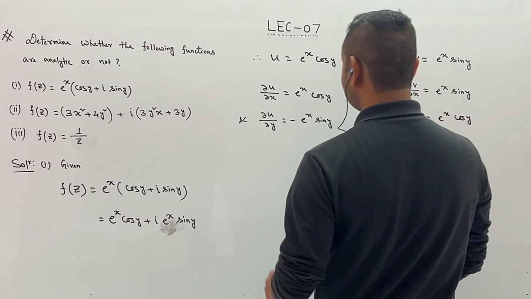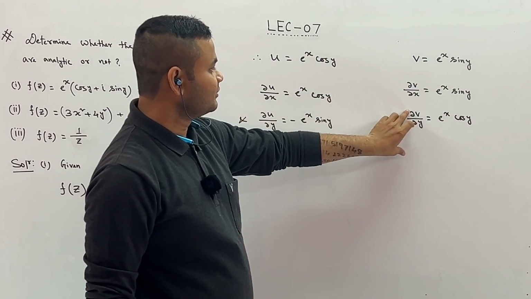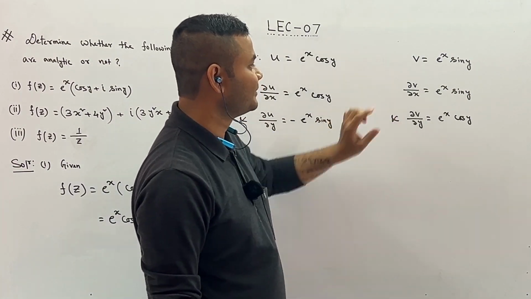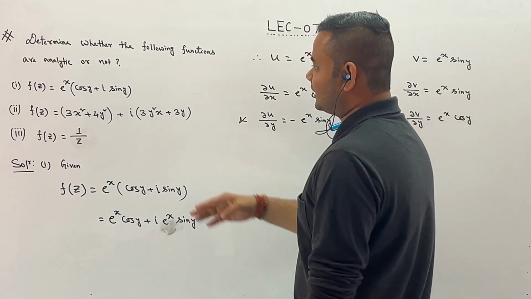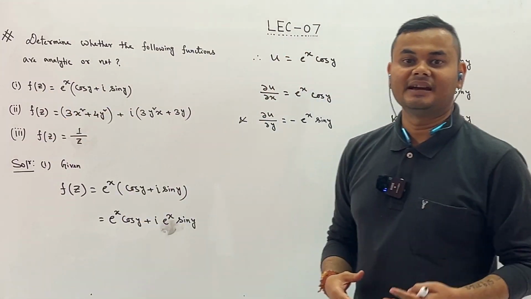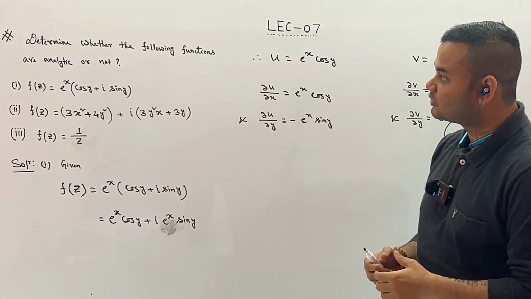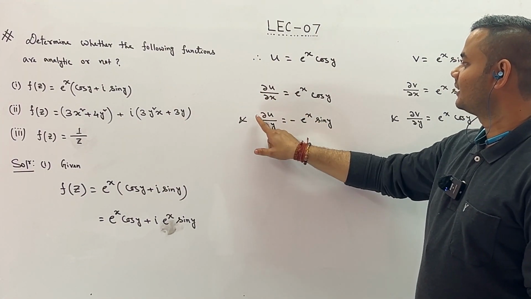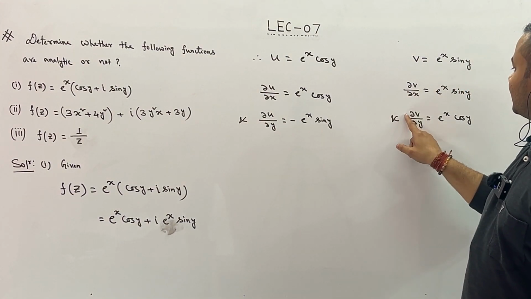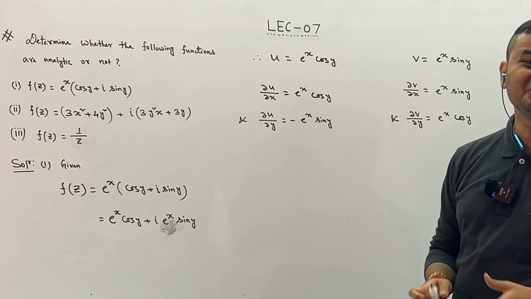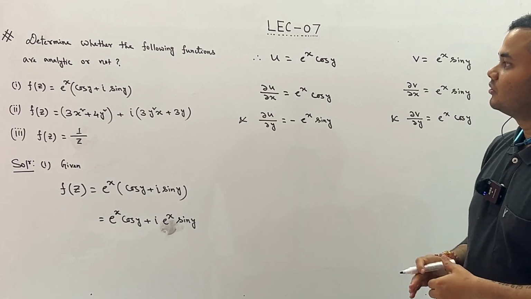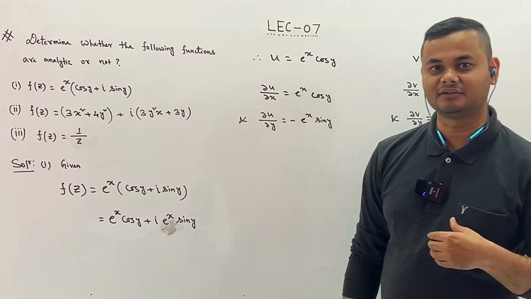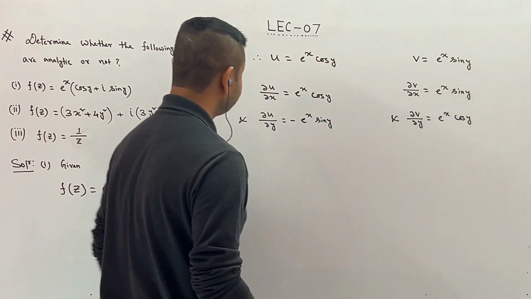So here we have seen that del u by del x is equal to del v by del y, and del u by del y is equal to minus del v by del x. That means the given function f of z satisfies the CR equations. Apart from that, we have also noticed that all the partial derivatives, that means del u by del x, del u by del y, del v by del x and del v by del y, are continuous functions of x and y. So finally we can conclude that the given function f of z is an analytic function. Now let me write those parts.